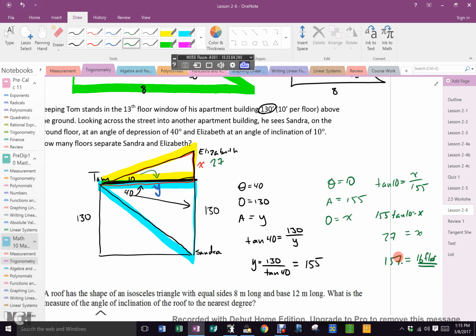No, I just want 155 divided by 10. Why would you divide by 10? I don't know. You'd still have to get 16. But you have to do 155 times tan 10. But there's your 155 times tan 10. Because I just did that. Yeah. And there's your 130 divided by tan 40. You did it all right.